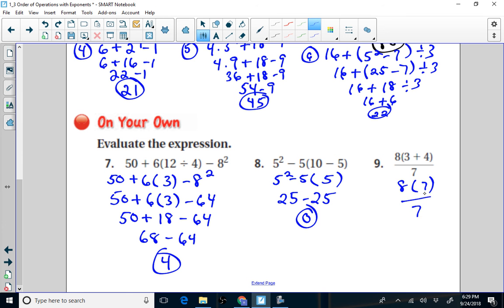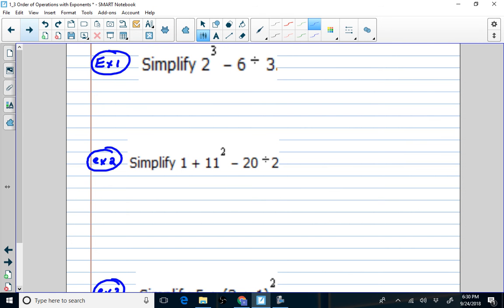We're dividing by 7. Multiplication has to be done next. 8 times 7 is 56 over 7. And that's going to give me 8, because 56 divided by 7 is going to be 8.